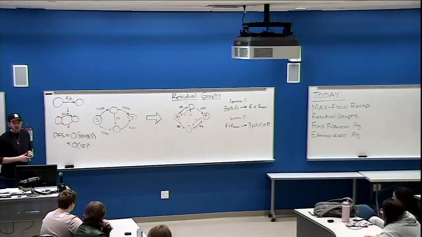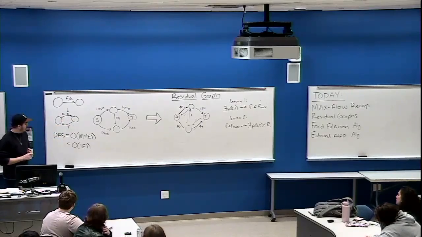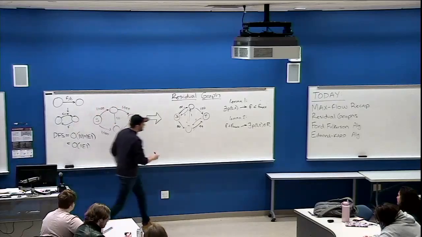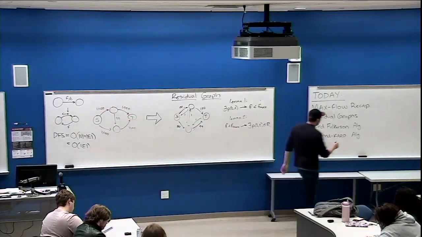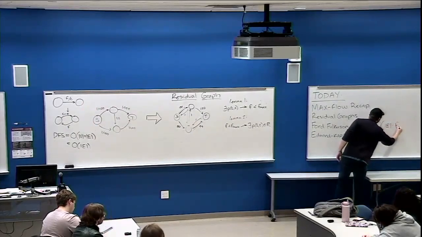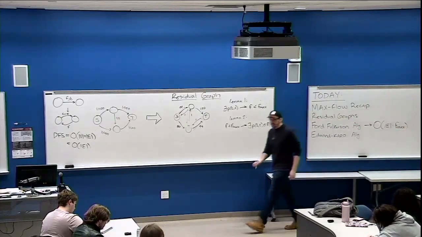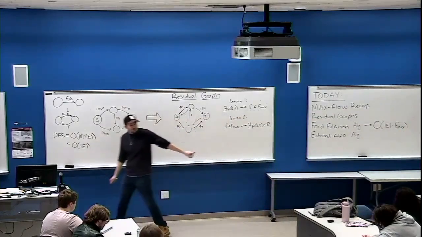Therefore, what is the runtime of our algorithm? Sure. E times max flow. It's just going to be Ford-Fulkerson, I'll write it over here, is going to give us order E times the maximum flow. Yikes. What's the problem with that? Why do we not want that?